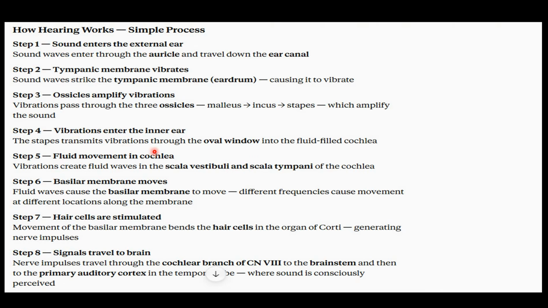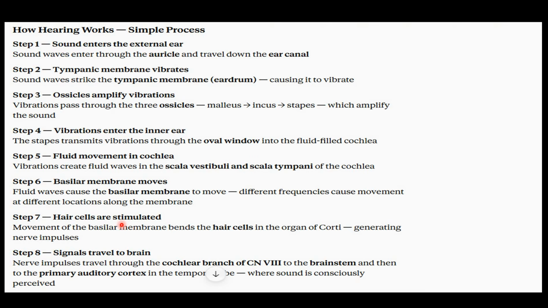Then we have step 4, where vibrations enter the inner ear. These vibrations are transmitted through the oval window into the fluid filled cochlea. Then step number 5, fluid movement in the cochlea, where the vibration creates fluid waves in the scala vestibuli and scala tympani of the cochlea. This is just fluid movement. Then step 6, the basilar membrane moves, where fluid waves cause the basilar membrane to move. Different frequencies cause movement at different locations along the membrane.